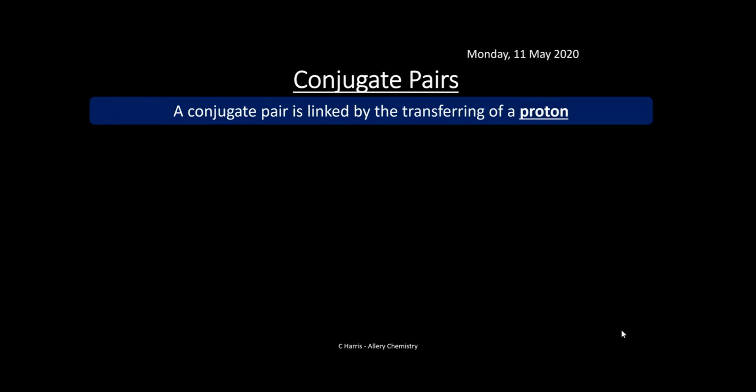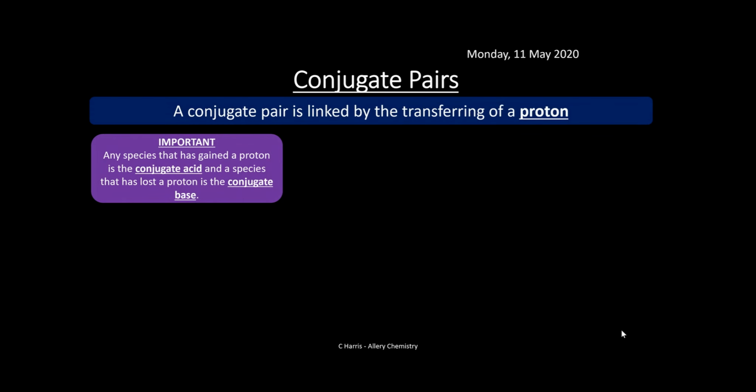Okay, so let's look at some conjugate pairs or conjugation. It sounds like a very difficult word, but it's not too bad. So a conjugate pair is linked by the transferring of a proton. This links with the Brønsted-Lowry theory that we've just seen before. So any species that has gained a proton is the conjugate acid of a species that has lost a proton, which is the conjugate base. Okay, so we're going to have a look at some examples here.